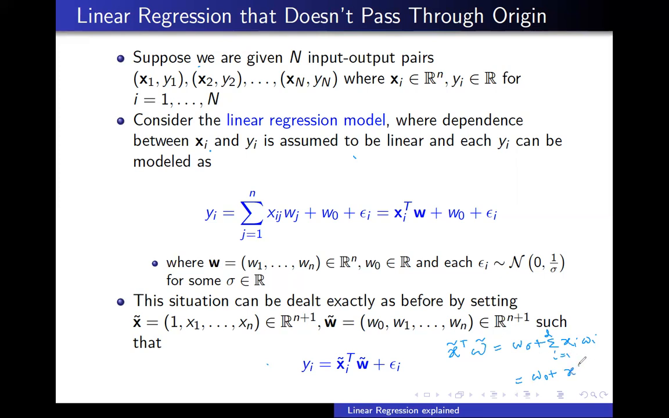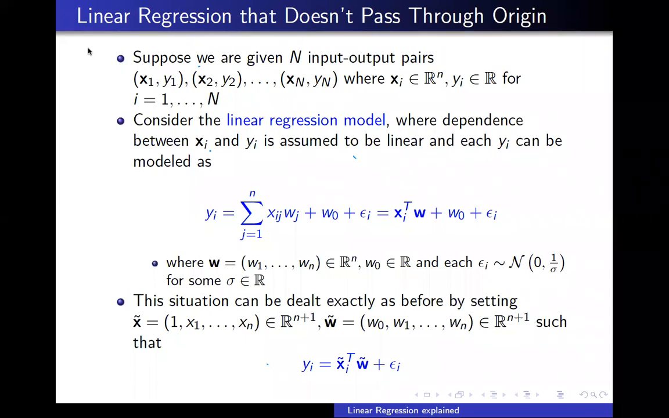So W transpose X. And once we have that representation, your output level is going to be exactly the same as before. The only difference is that now instead of D features or D covariates, I have D plus 1 covariates, and everything else remains the same. So that way it's easy to handle this linear model that does not pass through the origin.